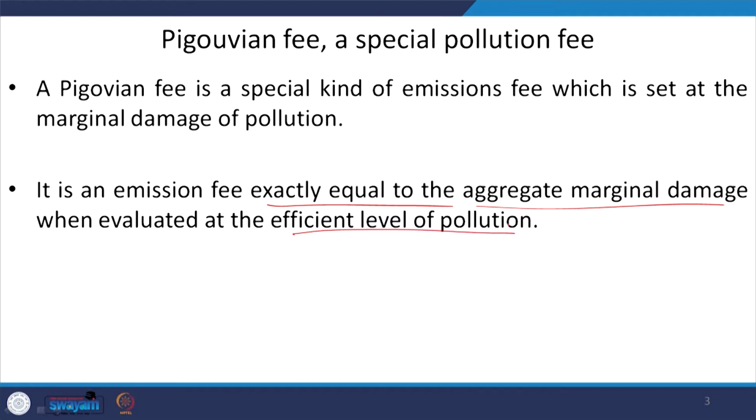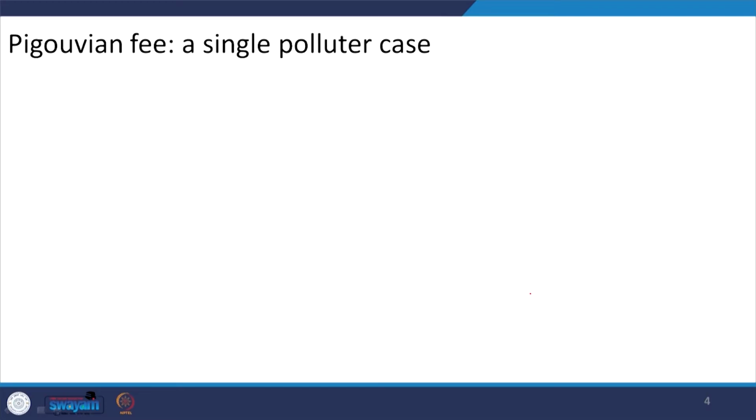So, that means Pigovian fee is determined as per the aggregate marginal damage, and this aggregate marginal damage is estimated based on the efficient level of pollution. This efficient level of pollution is also the optimal level of pollution. You can remember the optimal externality, or how we are determining the optimal or efficient externalities, after understanding the Pigovian fee definition that we discussed earlier.